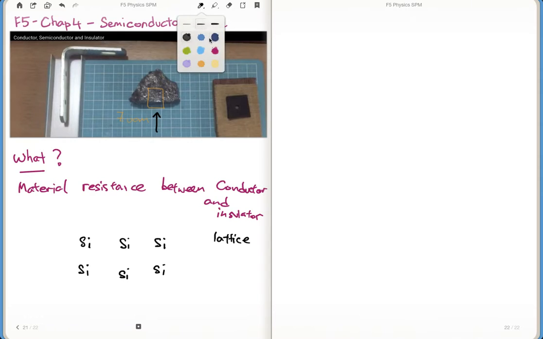And then for group 14, for example silicon, they are going to have 4 valence electrons. So this atom has 1, 2, 3, 4, 1, 2, 3, 4. This one 1, 2, 3, 4, and the same goes with here, 1, 2, 3, 4, etc. Okay, so what happened?